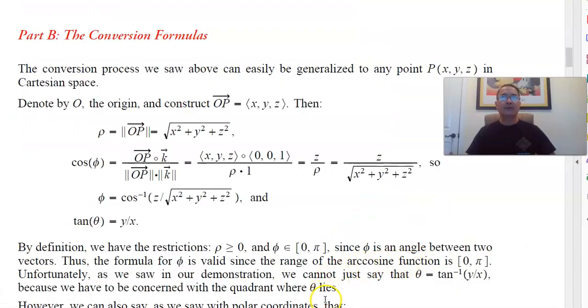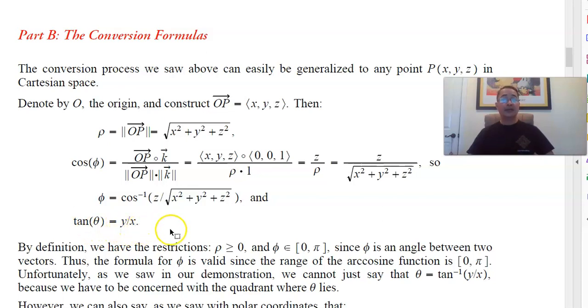All right, so let's talk about conversion formulas. We said that rho is the distance from the origin, so it's just square root of x squared plus y squared plus z squared. For cosine phi, we use the standard formula of the cosine of the angle between two vectors. So we just extract the z coordinate and divide by the distance that we just obtained over there. And so phi is the inverse cosine of this sort of ugly looking thing. You can just keep it like this if you like.